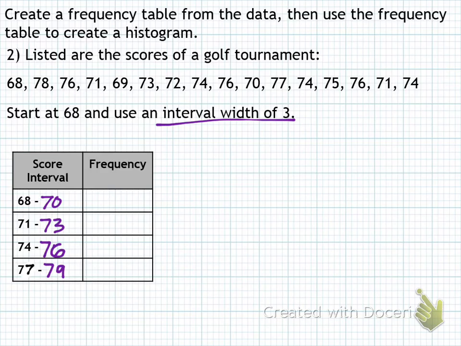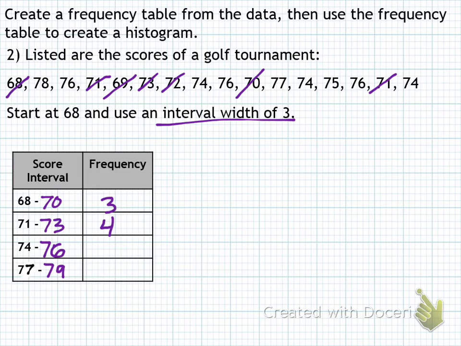How many are either 68, 69, or 70? So let's count. The first one is 68, so that's 1. I see 69, so it's 2. And then 70 would be 3, okay? Between 71 and 73, I'll count those. The first one I see is 71, so I've got 1, 2, 3, 4, I think that's it, so 4 in there.